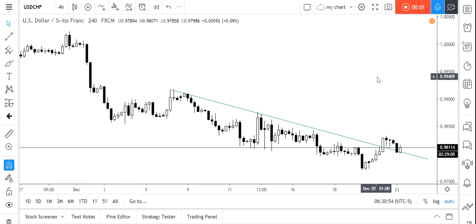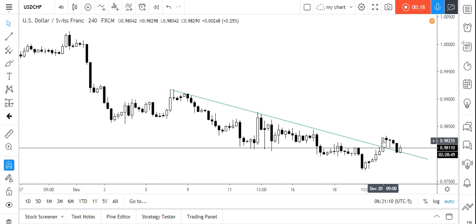Hi fellow traders, I'm making this video to explain my buy trade setup on USD CHF. If you look at this trend line, this is the downtrend trend line I have drawn here, and the market has been trading under this downtrend line between December 6 and December 20.